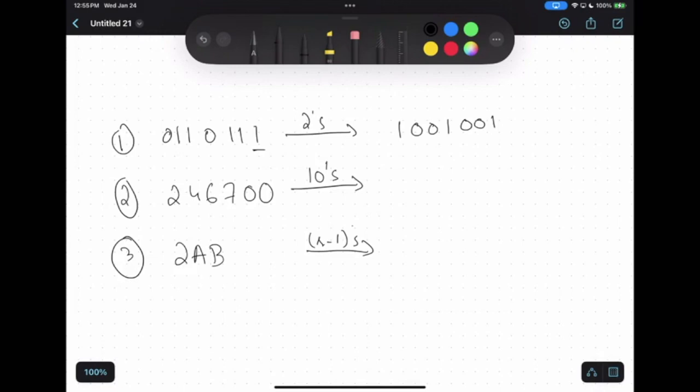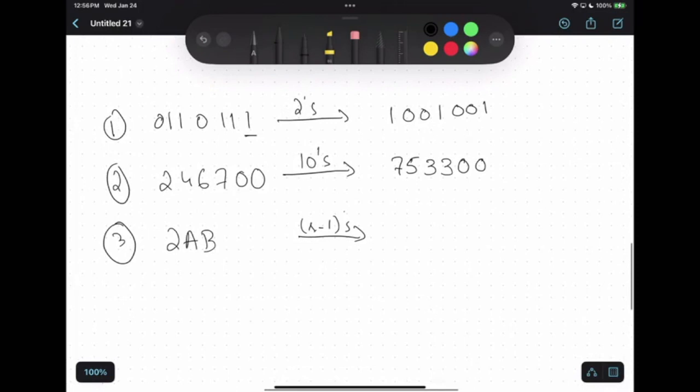Okay. What about the tens complement? How do we calculate tens complement? Leave all the least significant zeros unchanged and then subtract the first non-zero least significant digit from 10. So 10 minus 7, 3. And then subtract the remaining digits from 9. So 9 minus 6, 3. 9 minus 4 is 5. 9 minus 2 is 7.